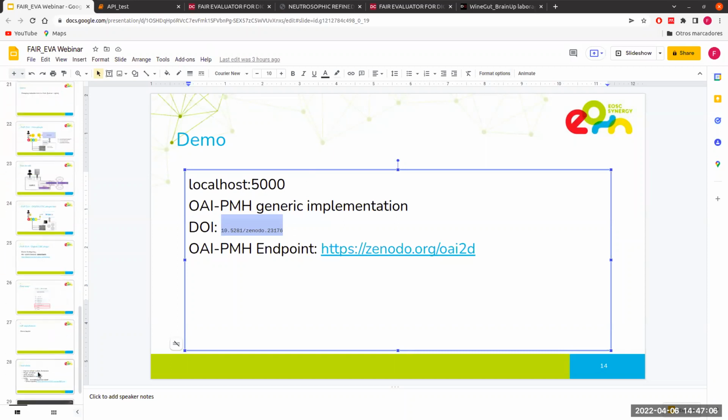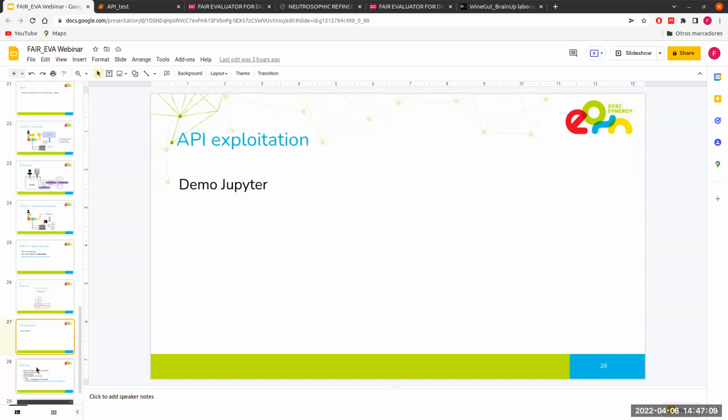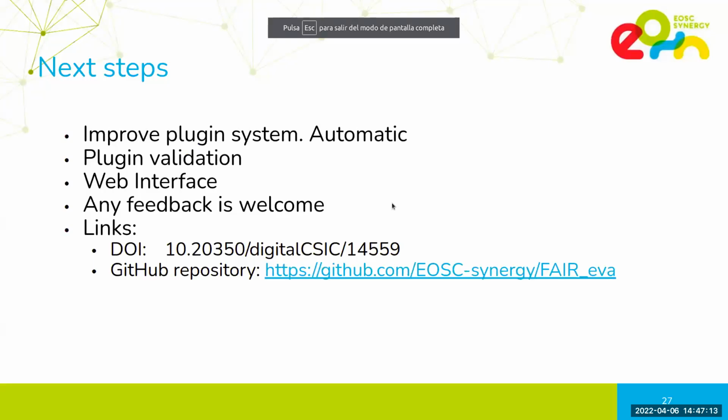Okay, so let's go back to the end. Basically, we are implementing the EVA. We have released version 1, but it can be improved, of course. So we are trying to improve the plugin system to be more automatic and facilitate new developers to create new plugins. We will work on validating the plugins in some way so that they need to fulfill some requirements. Of course, any feedback is welcome.